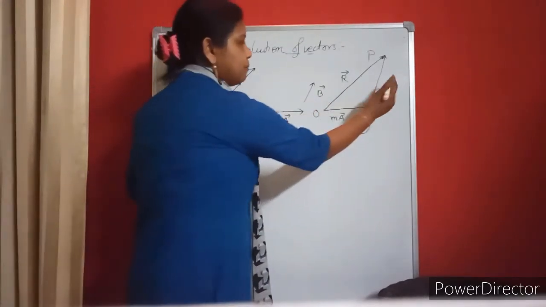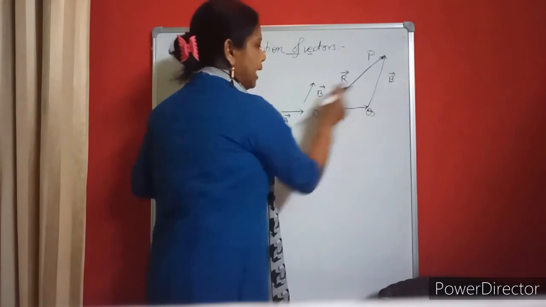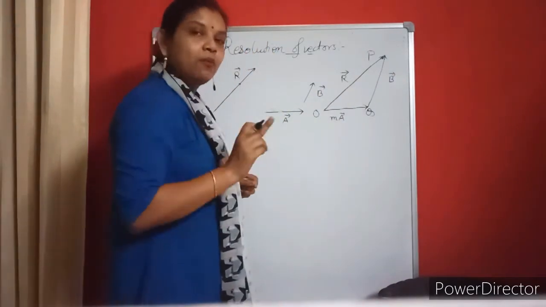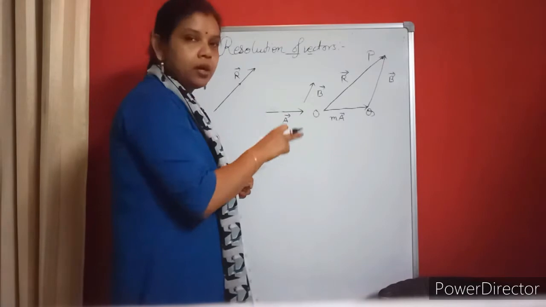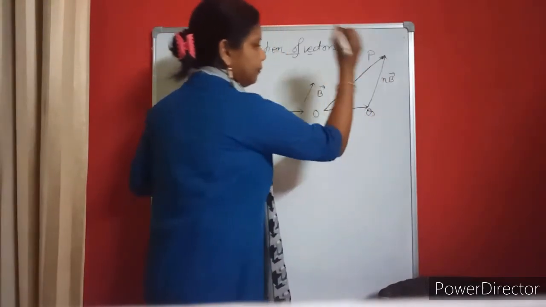Similarly, this is B, no doubt this is B. The direction is the same, but what happened? It is longer. So let us multiply by N.